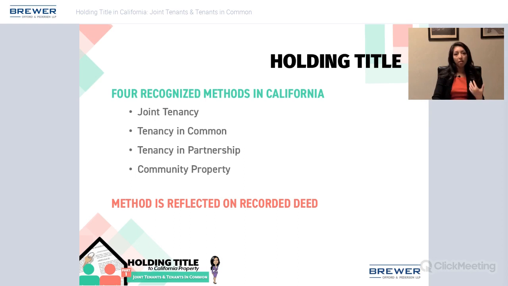And how you can tell in which manner the property is held is based on the recorded deed. The deed itself will say either joint tenancy, tenancy in common, tenancy in partnership, or community property.